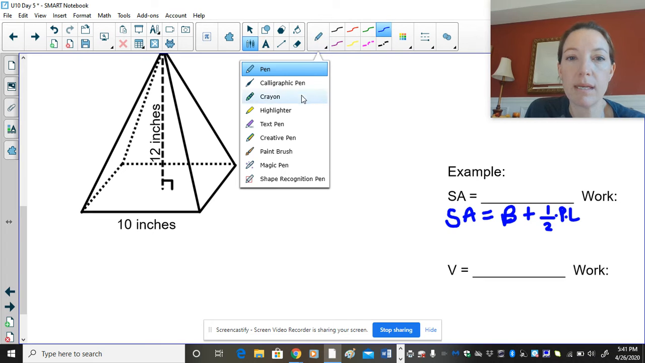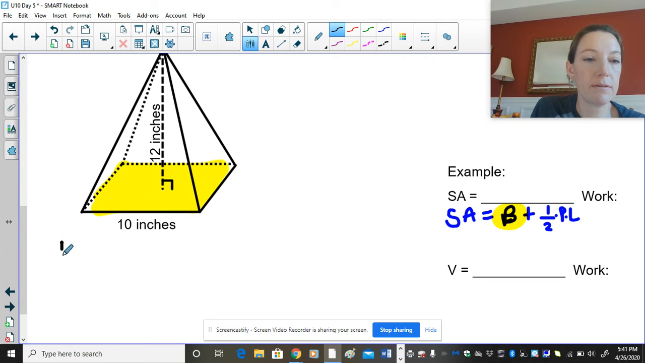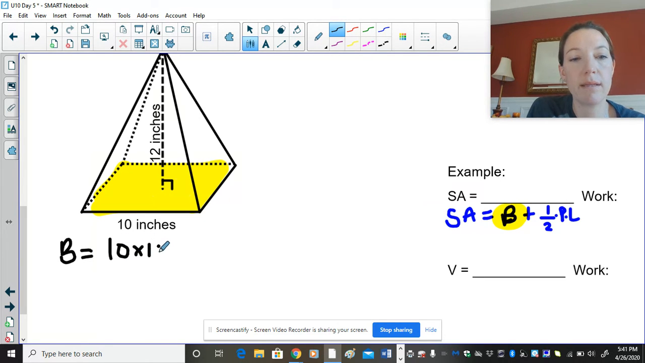Okay, so we need the base. Remember, B stands for the area of the base. So we need the area of the square. Can you guys calculate that? Yes, you can. Okay, so B, area of the base, it's a 10 by 10 square, length times width. So the area of the base is 100 square inches.